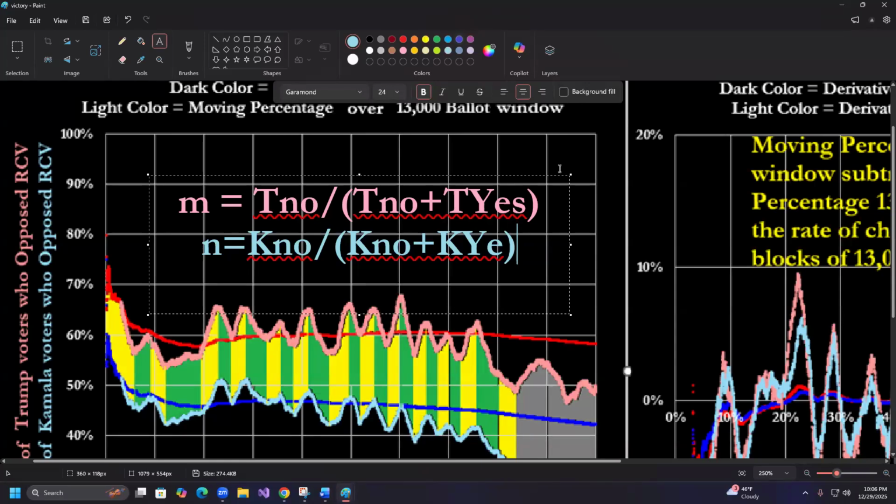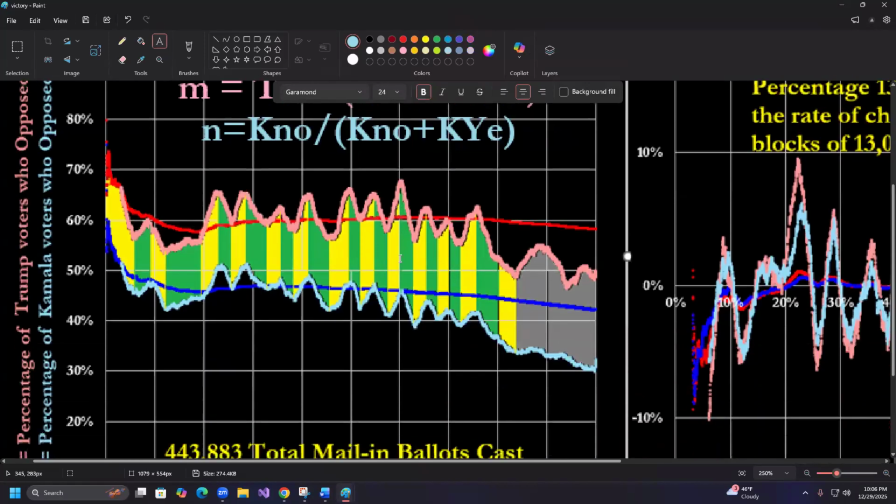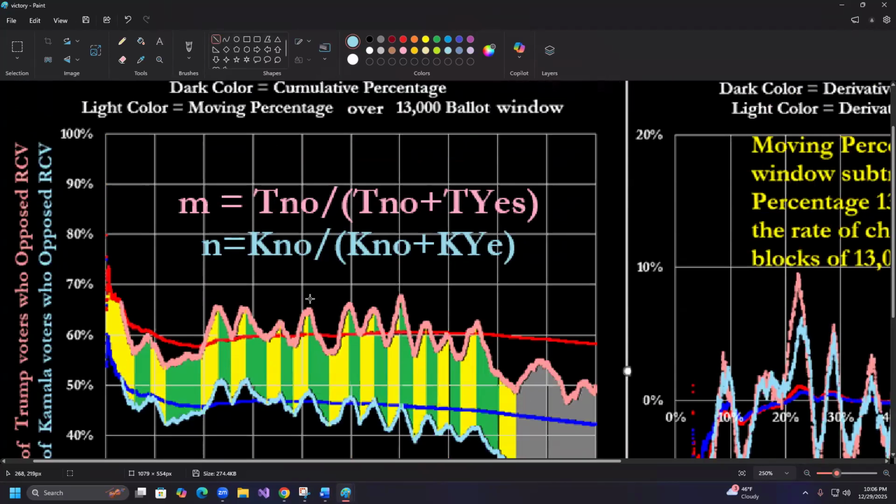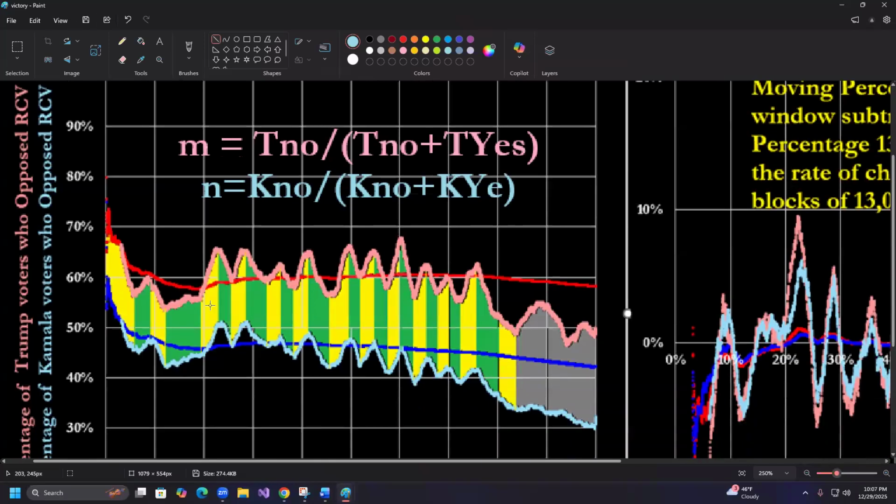And we're looking at this over the course of the mail-in vote as it comes into central counting. Remember, this isn't when people voted. This is when their ballots arrived in bins from all over the county at central counting, and they got put through a scanner. And what we see here is that Kamala and Trump voters are perfectly synchronized in this election.